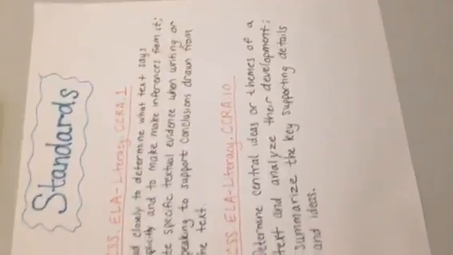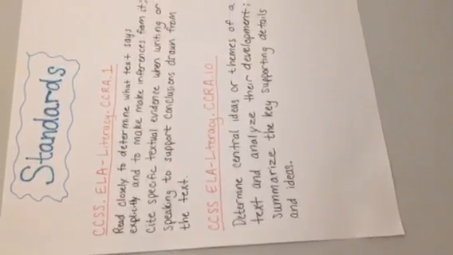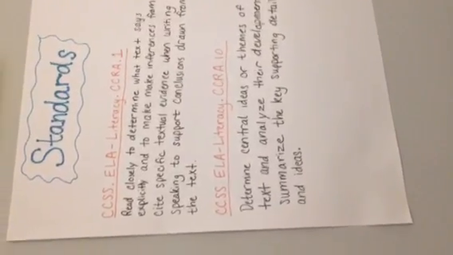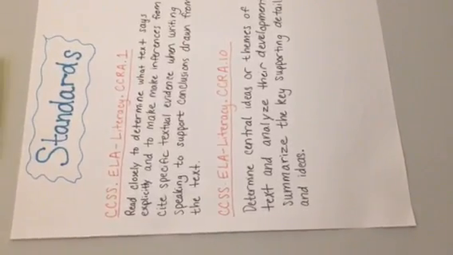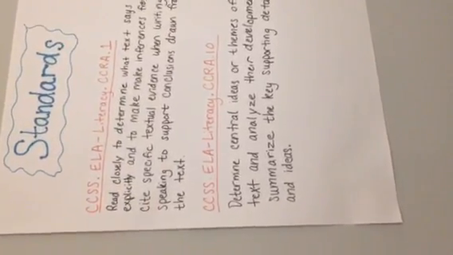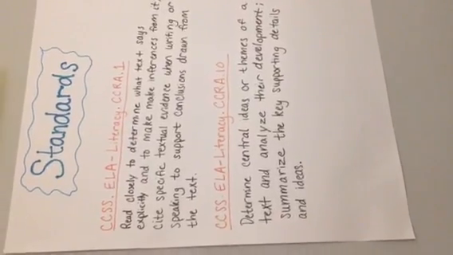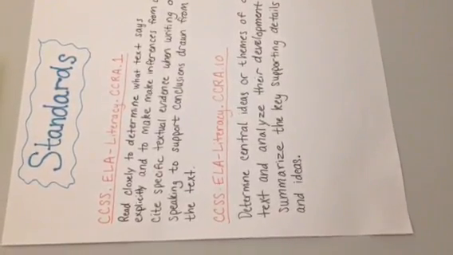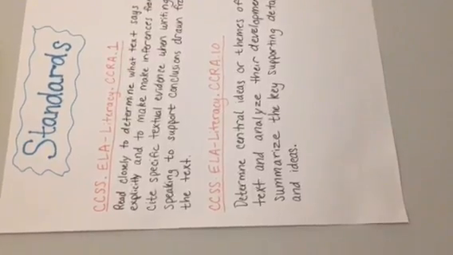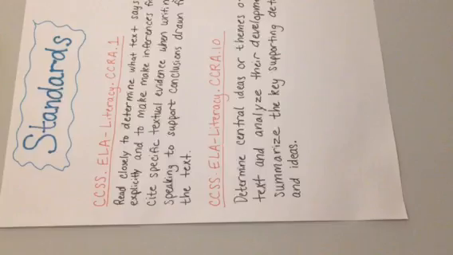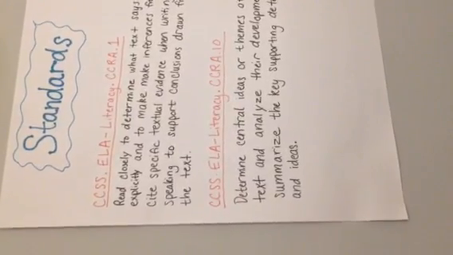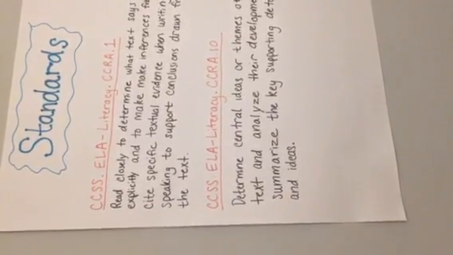So there are actually several Common Core standards for summarization, and here are just a couple. So one of them is read closely to determine what text says explicitly to make inferences from it. Cite specific textual evidence when writing or speaking to support conclusions drawn from the text. Determine central ideas or themes of a text and analyze their development. Summarize the key supporting details and ideas.